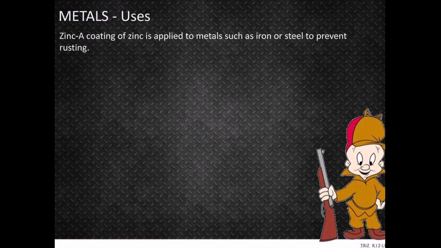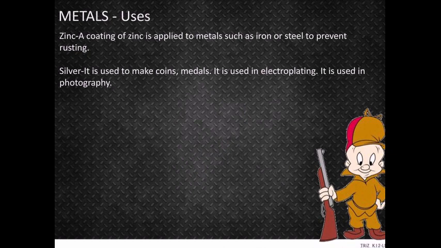Zinc. A coating of zinc is applied to metals such as iron or steel to prevent rusting. Silver. It is used to make coins, medals. It is used in electroplating. It is used in photography.